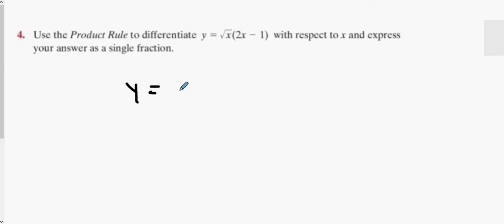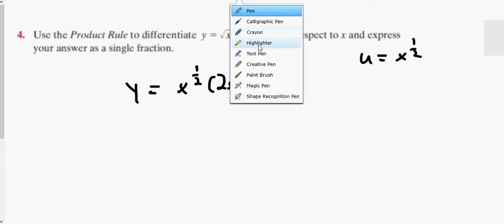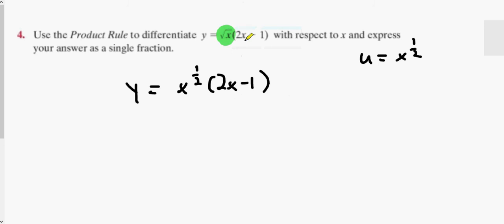y equals x to the power of a half times 2x minus 1. So u equals x to the power of a half. We identify this as a product rule because it's one part multiplied by another part, a green part multiplied by a yellow part. That indicates that we could use a product rule. I can show you another way of doing it in a second, which is probably just as handy. But for argument's sake, it tells us we have to use the product rule, so I suppose that is the only way to do it for this question.